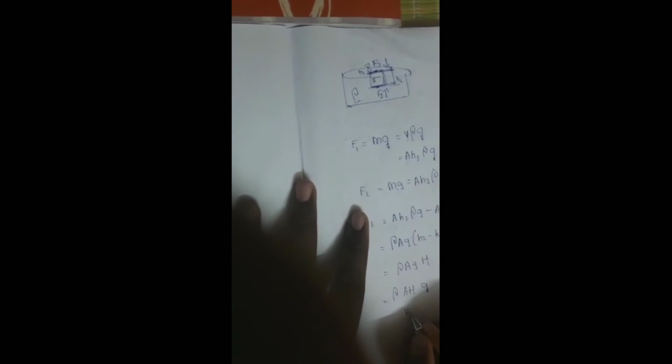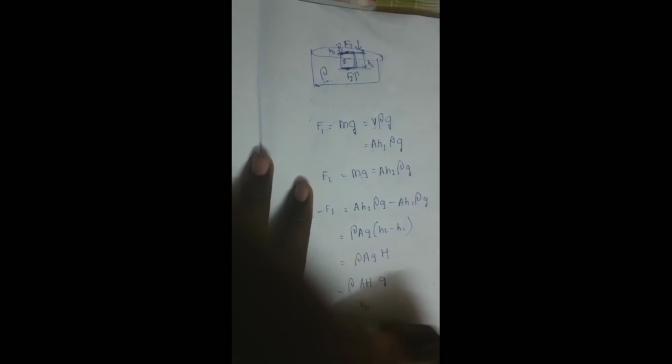Okay. Now A into H, what is A into H? Volume of the body. Why? Because we have the area of the body into the height of the body, so we get the volume of the body. Okay, and next, here rho, what is rho? Density of the liquid, not the density of the body. Okay, density of liquid into volume of body into g.